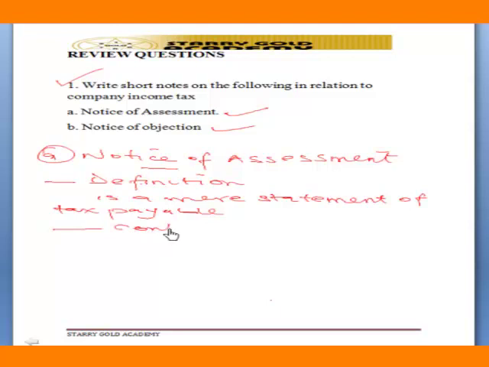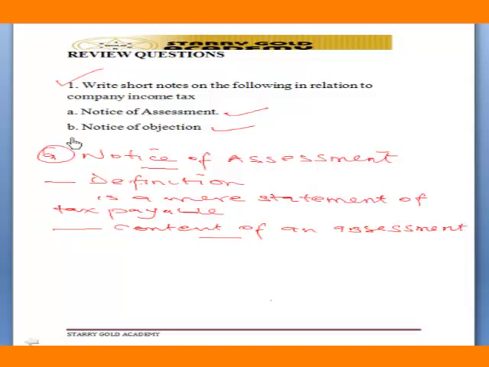Content of an assessment. That should be the next part of the solution. Content of an assessment, and then you list all of them. Refer to the lecture note, refer to the video. You get the list of the content of an assessment there. If you list all of them down, you will be home and dry for this question.